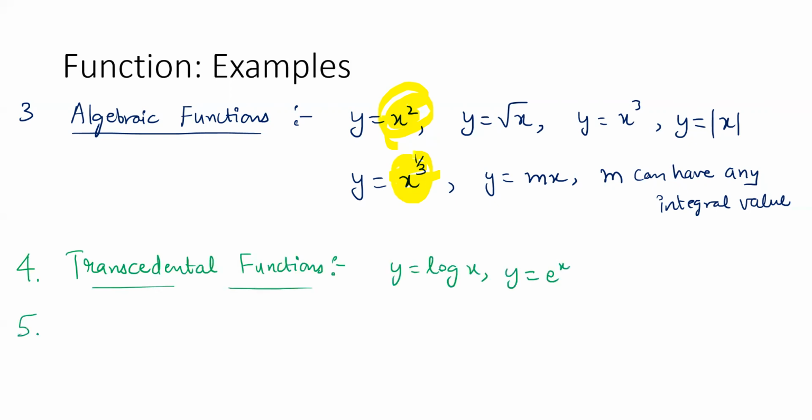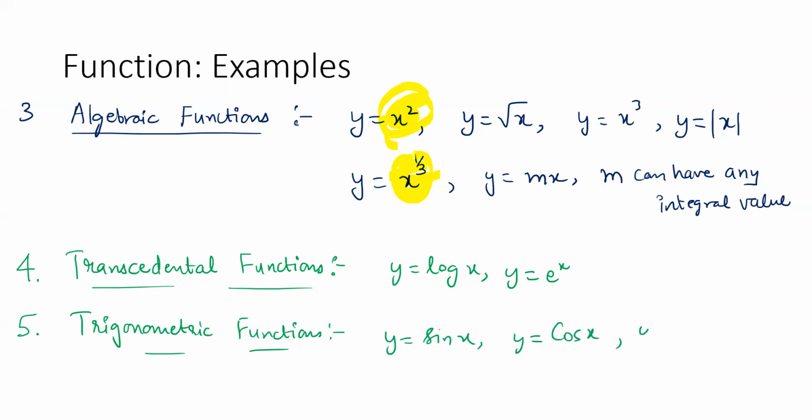Y is equal to log x, e raised to power x. And then you have trigonometric functions. Trigonometric, we are already familiar with sine x, cos x, tangent x, then cotangent x, cosecant x, and secant x. We have basically 6 basic trigonometric functions and their operations with each other.